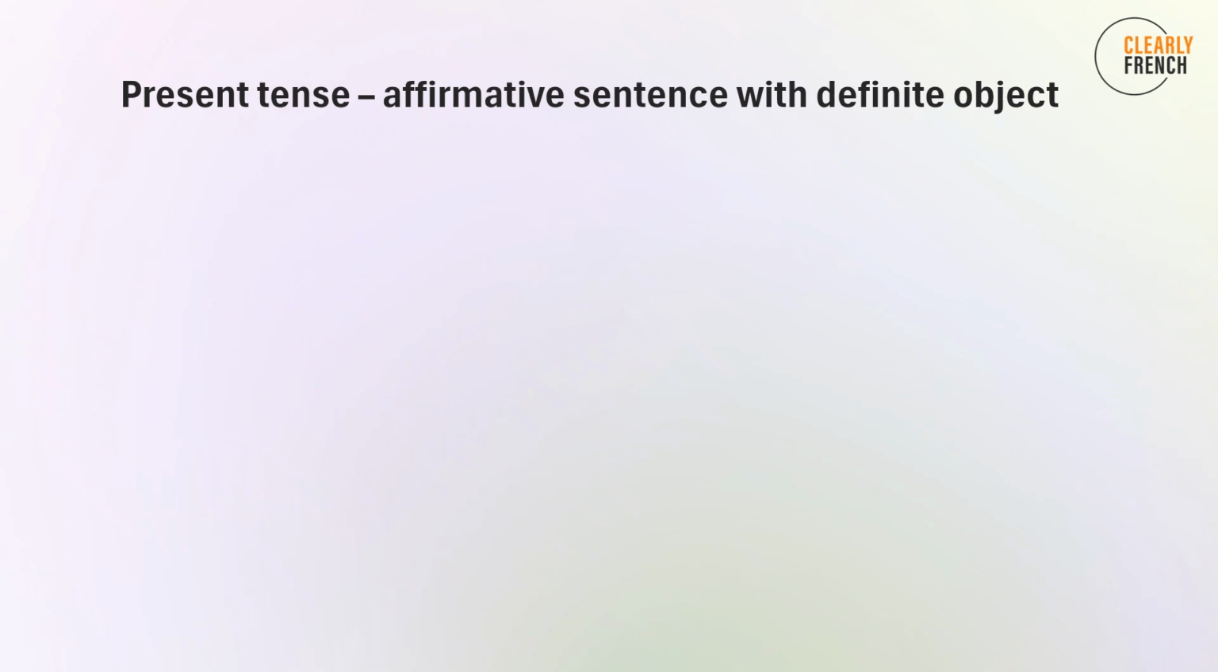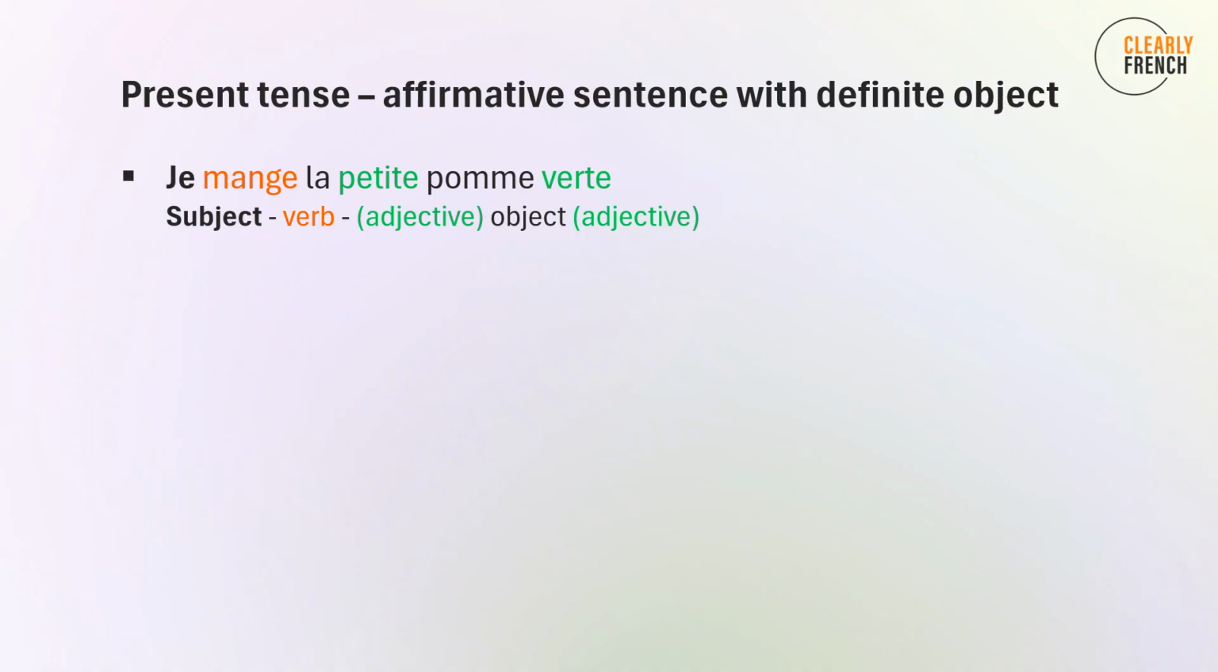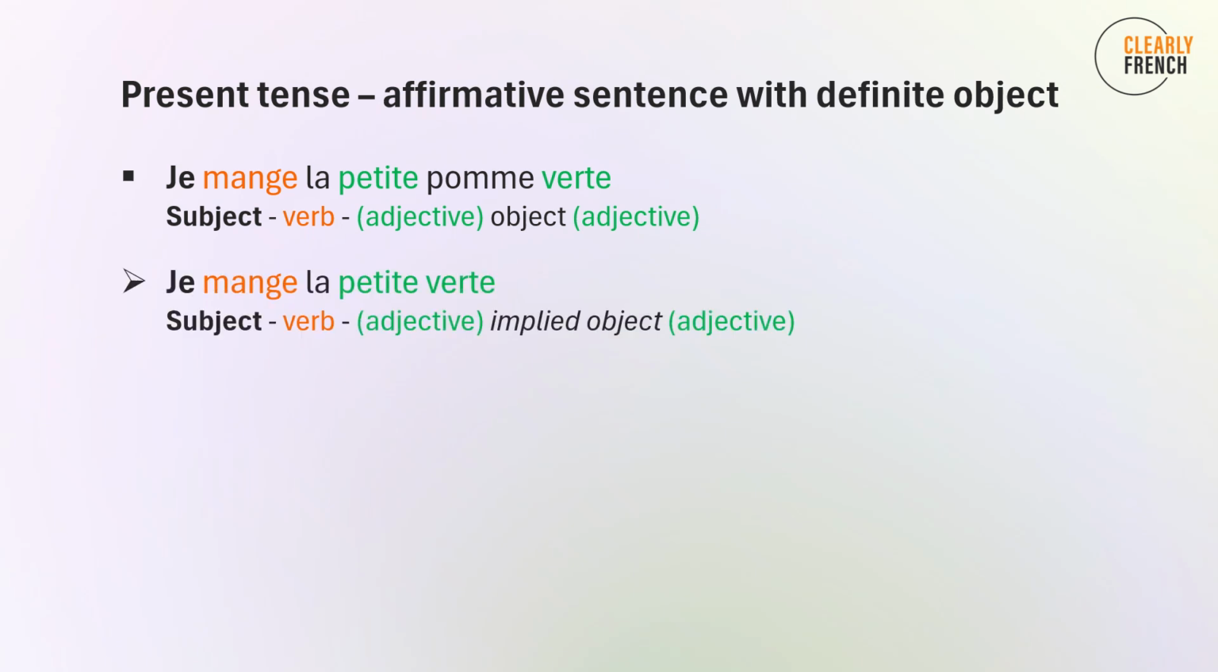And now let's add to that sentence again. Je mange la petite pomme verte. We end up with the same as before, where the object is sandwiched between the two adjectives. Je mange la petite verte. I eat the little green one. You see how pomme is the implied object. It's still there, but it's invisible.